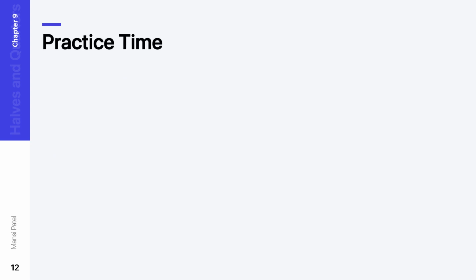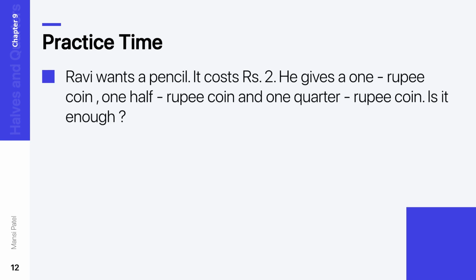Let us see the next question. Ravi wants to buy a pencil. The cost of this pencil is rupees 2. He gives a 1 rupee note, a 1 rupee coin, then a 1/2 rupee coin and then a 1/4 rupee coin. Is it enough? So before we solve this sum, we just need to know something.